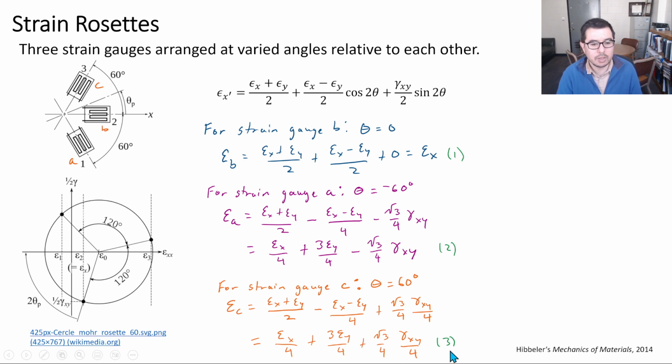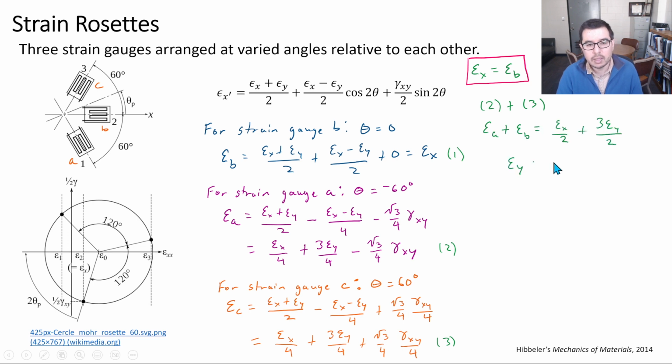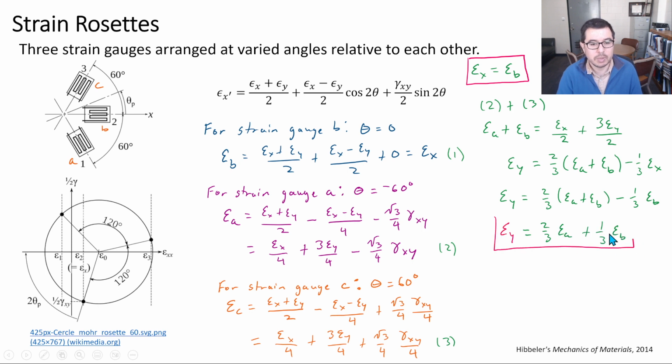Maybe we should add 2 and 3 to each other in order to knock this out and then be able to get an equation with two knowns, epsilon A and epsilon C, with two unknowns. Plus, we have our relationship that epsilon x is equal to epsilon B. So we add 2 and 3 together, and we're able to get an expression for epsilon y in terms of epsilon A and epsilon B. Okay, so this is nice. This works out nicely.